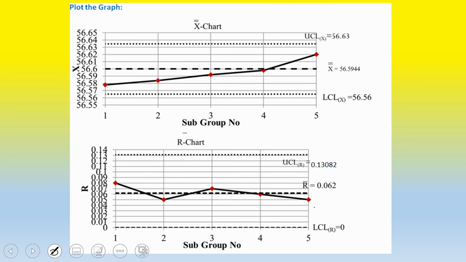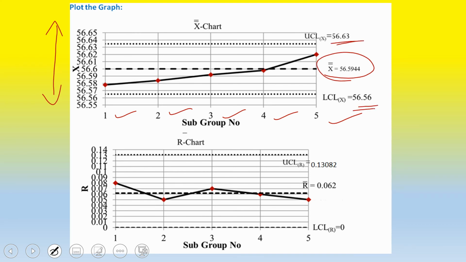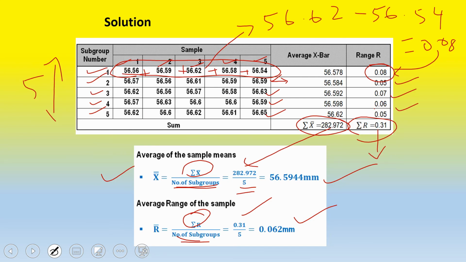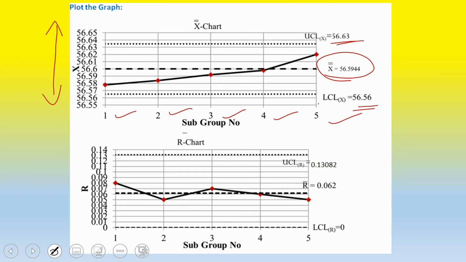First, we have to take X double bar. How many subgroups? 1, 2, 3, 4, 5. This we have to take on the x-axis. Then we have to take one scale here. Then what is the average X double bar? 56.59. And we have to mark the upper control limit and the lower control limit. In between those, we have already found the average X bar. The average X bar we have to mark as a point here. Then we have to join all the points. Then you will get the X bar chart.